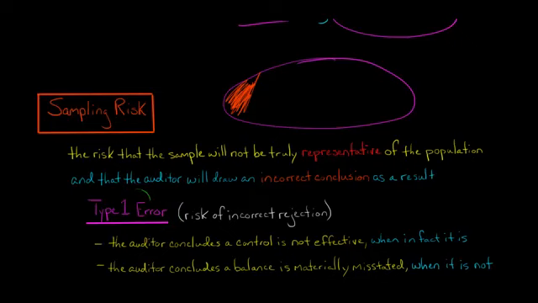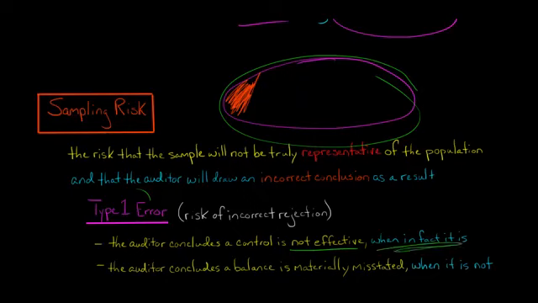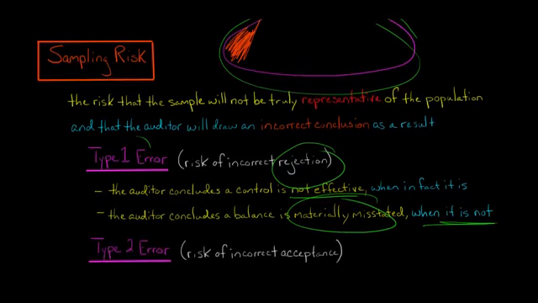So when we're dealing with controls, you're saying that the control is not effective, when in fact, if you could see the entire population, you would decide, no, the controls are fine. And then when we come to substantive testing, like, for example, the accounts receivable balance, you're concluding that it's materially misstated when it in fact is not. So you're rejecting when in fact you should be saying everything is fine, but you're inferring that there's a problem. So that's a type 1 error.